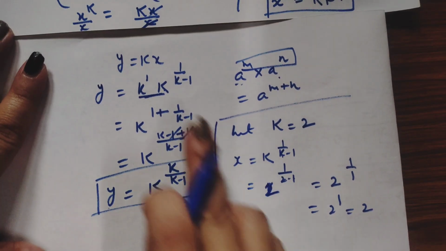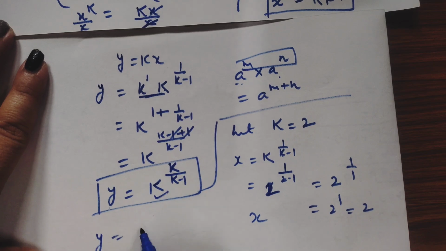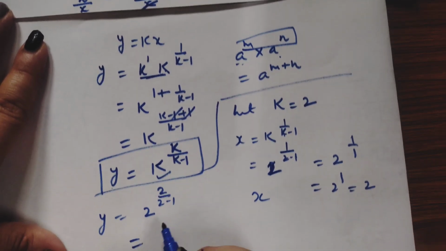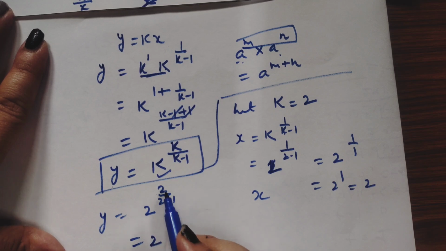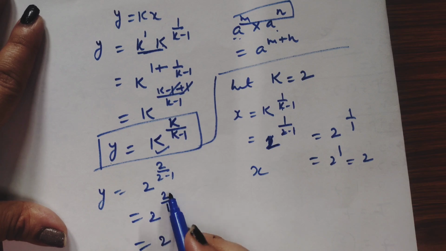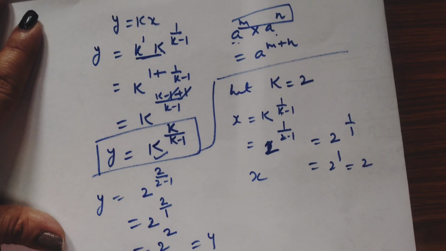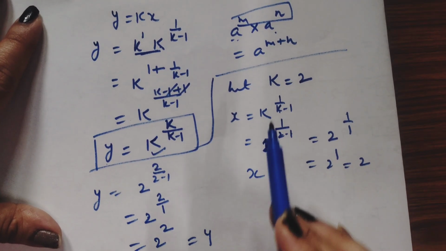Similarly, for the y value, put k equals 2: 2 raised to the power 2 upon 2 minus 1. Since 2 minus 1 is 1, it is 2 power 2 divided by 1, which equals 2 squared, which is 4. So this is the x value and y value if k is 2.